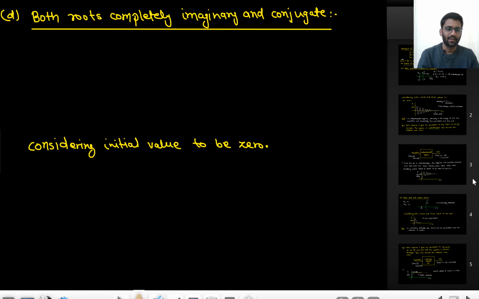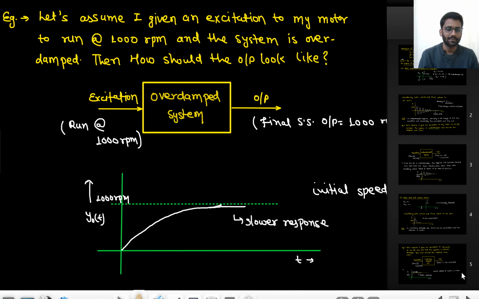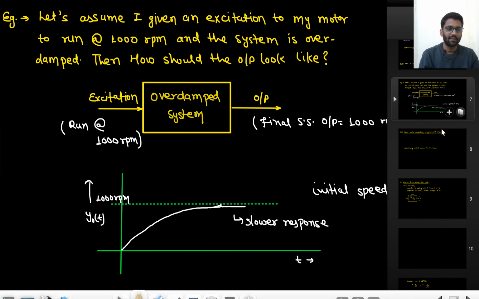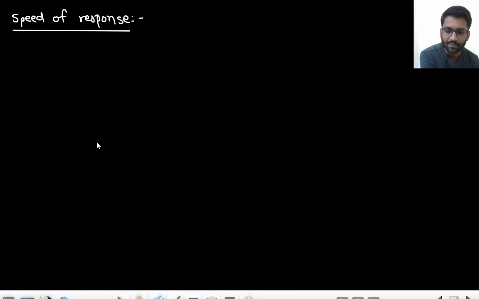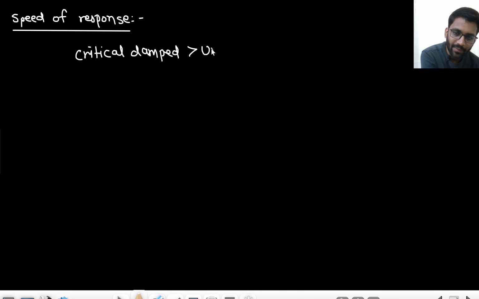So here I can add a page before this. Speed of response. Which is the fastest? Critically damped, then underdamped, and then overdamped. Okay, this is the fastest.